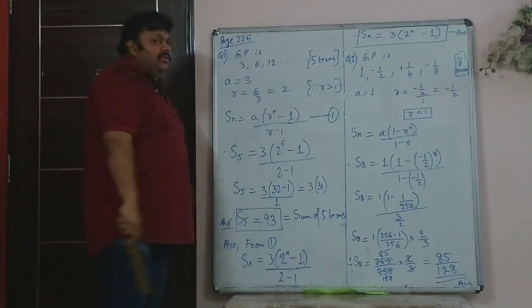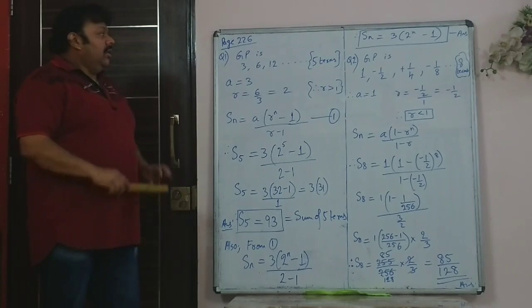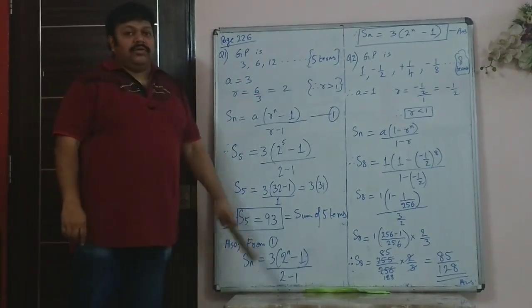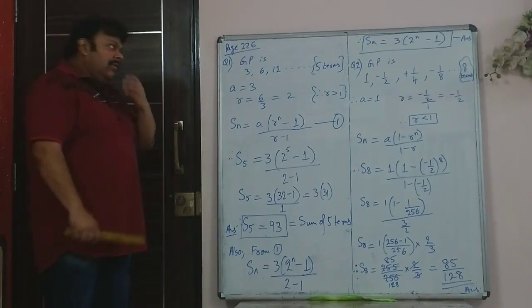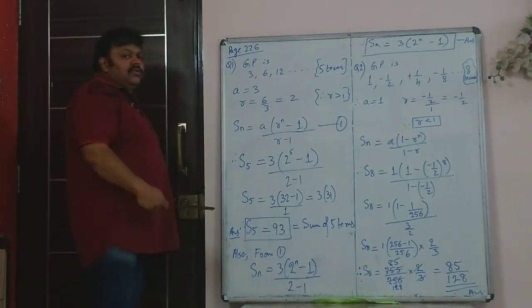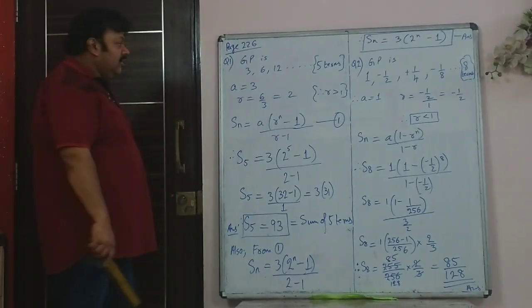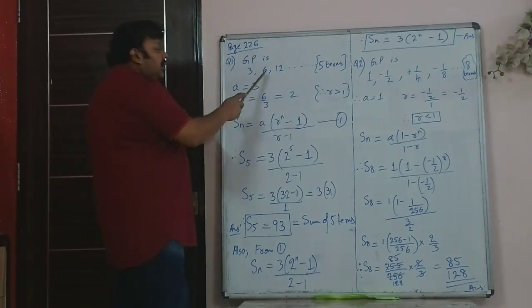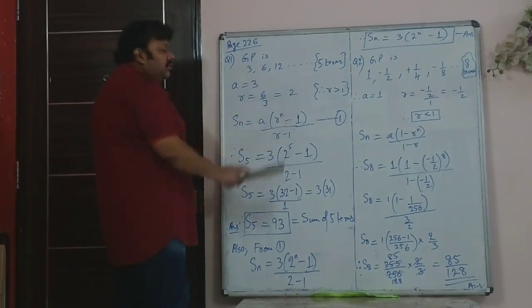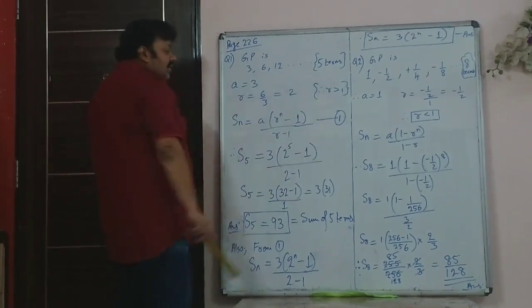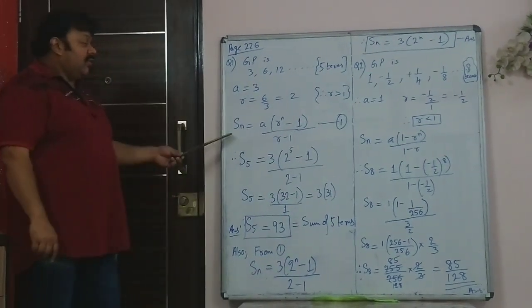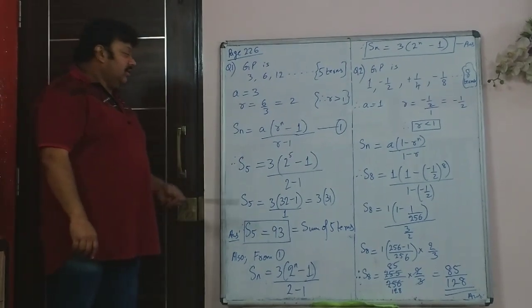You are given the first 3 terms of the GP and you are asked to find the sum of the first 5 terms. So in such a case we will use the sum of n terms formula. A is 3, R is 6 by 3, that is 2. So R is greater than 1, and since R is greater than 1, we will use the formula for R greater than 1.